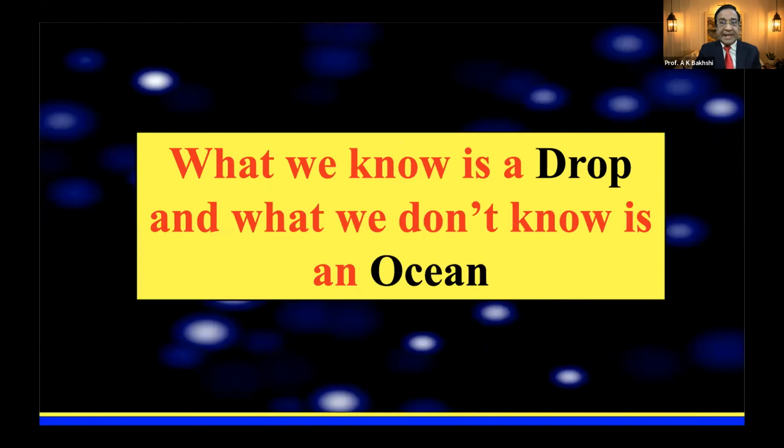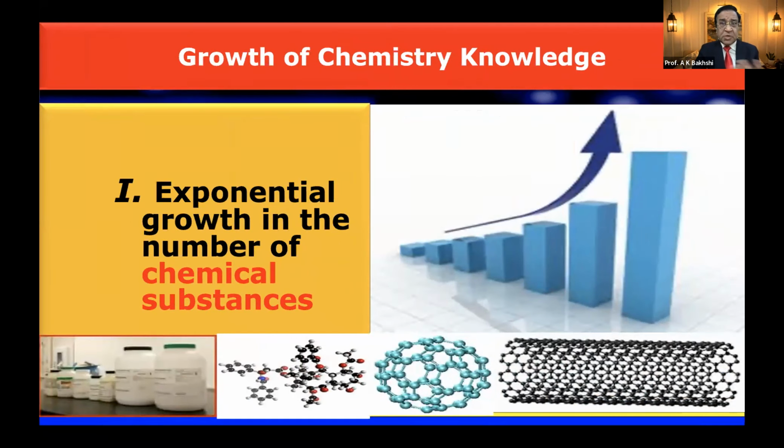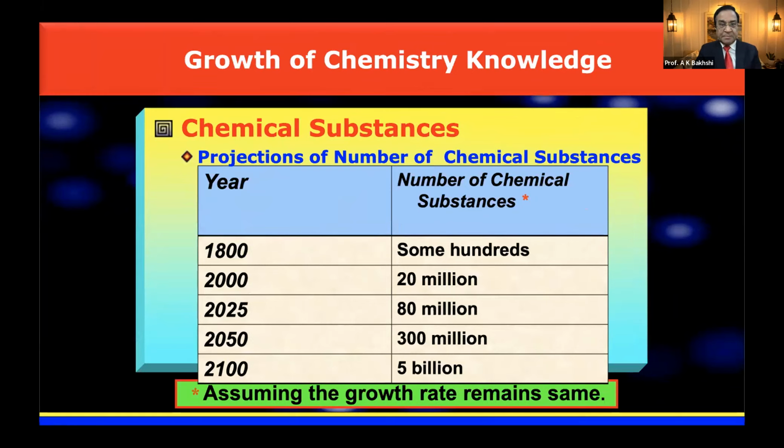What we know in any discipline is just a drop, and what we do not know is just an ocean. So knowledge is growing very fast. Just some examples I want to give. You know, chemists are the people who produce new substances in the laboratory. So there is an exponential growth in the number of chemical substances. In the year 1800, we had some hundreds of chemical substances. Now this number is increasing, and by the end of this century, we will have 5 billion chemical substances.